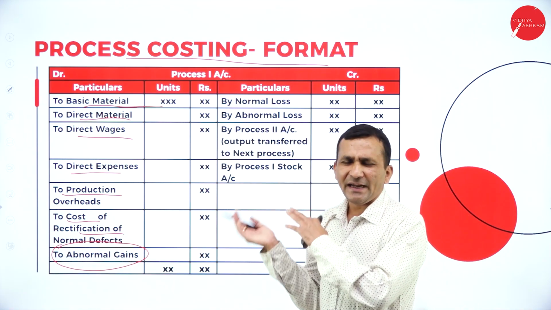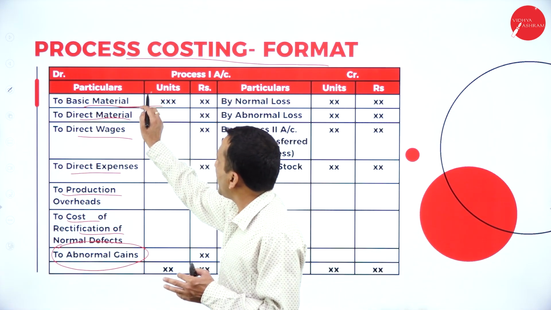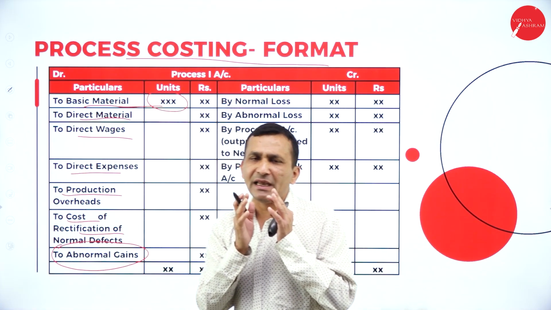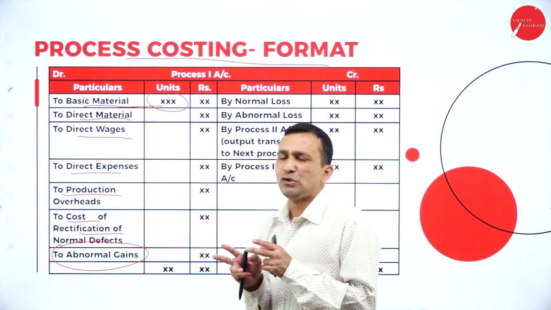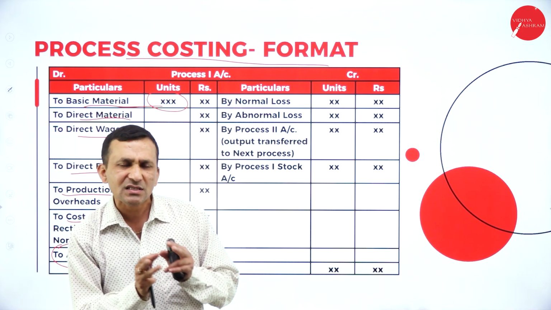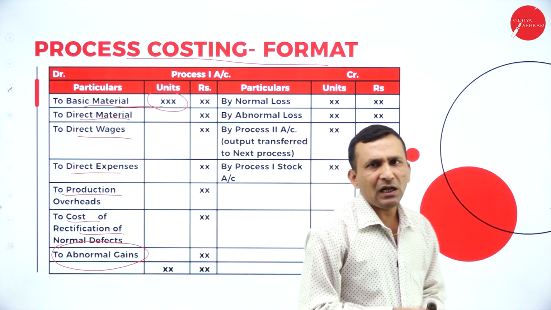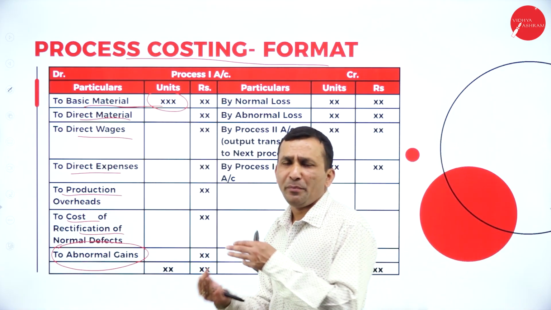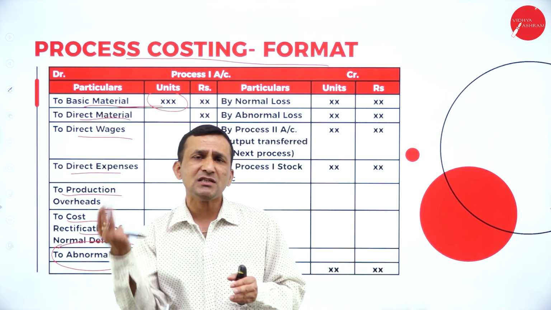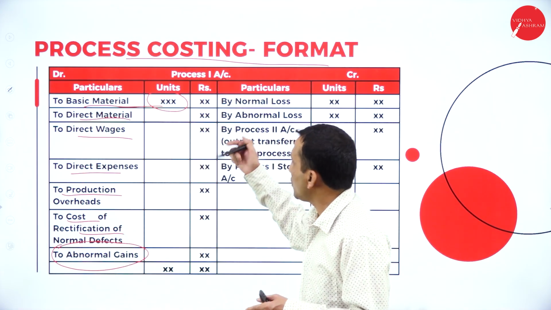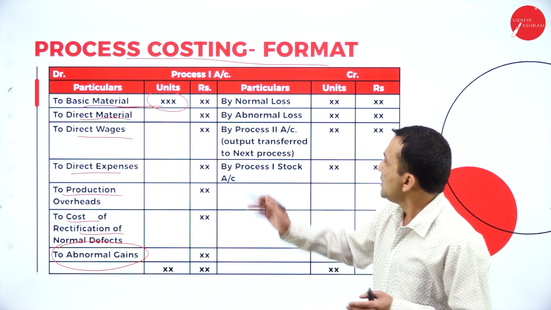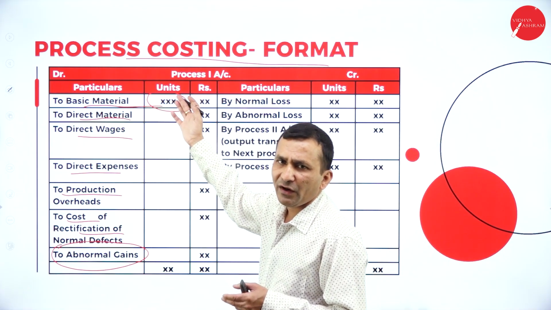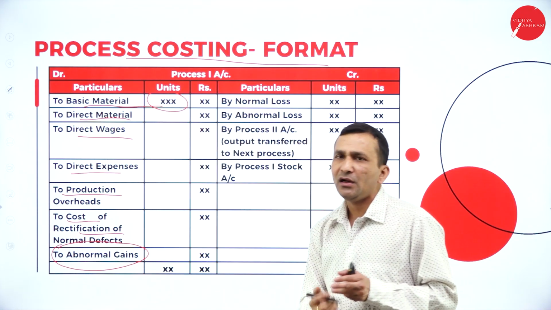Next, the credit side. Whatever you introduce on the debit side as input material, from this we are able to identify two losses, normal loss and abnormal loss. How do we know the normal loss? Because of past production experience. If any percentage is clearly specified in the question, then based on the input you are receiving, you have to calculate the normal loss.